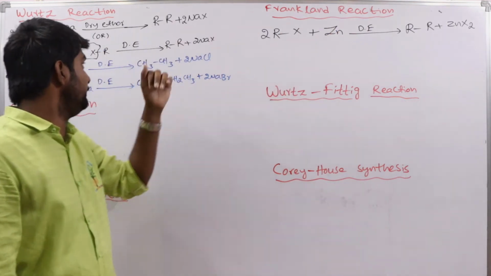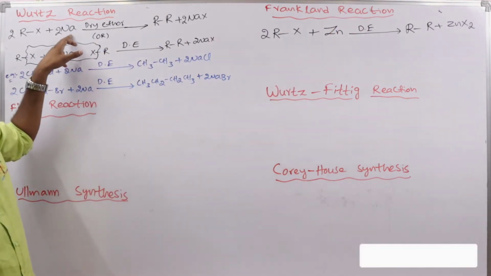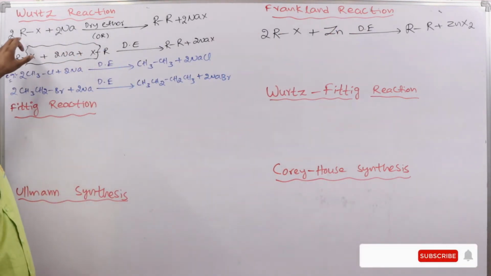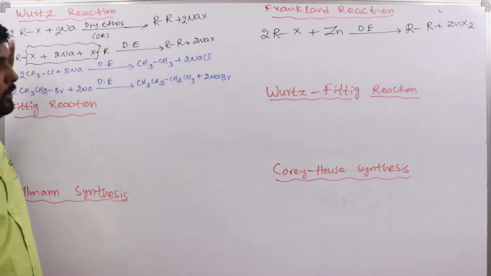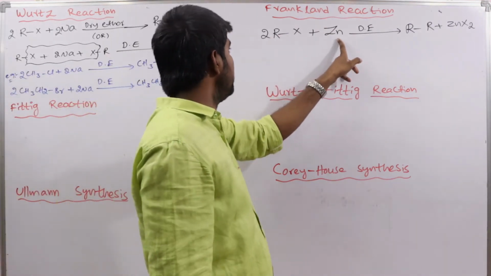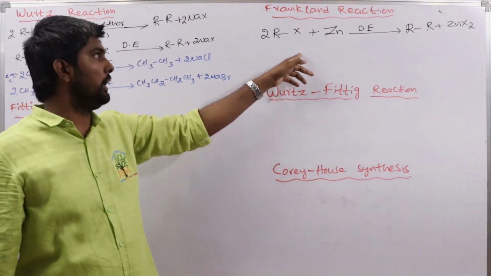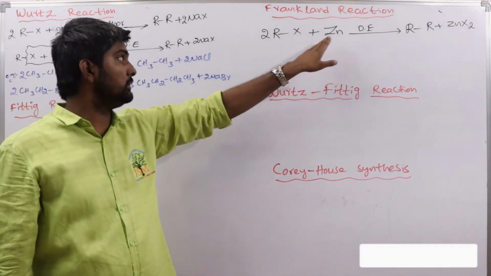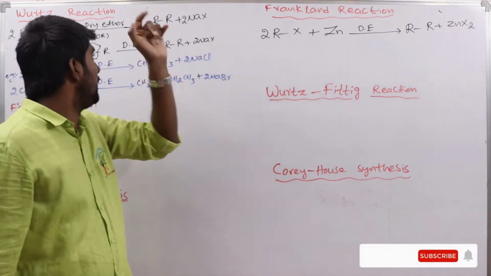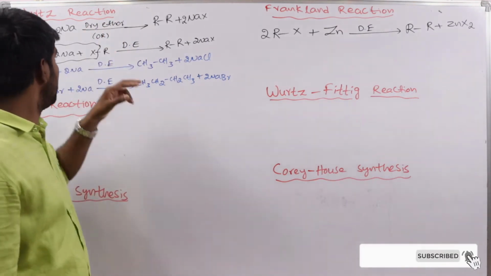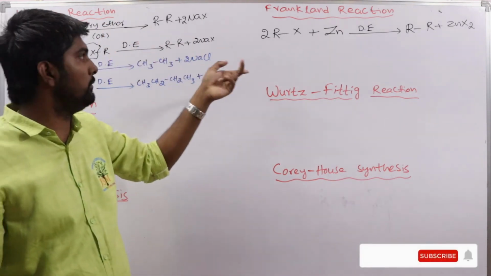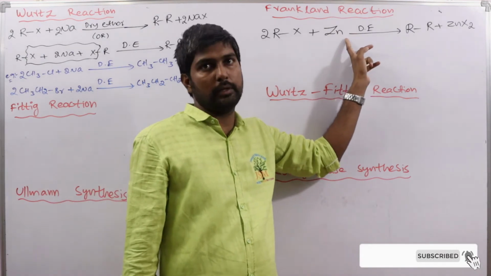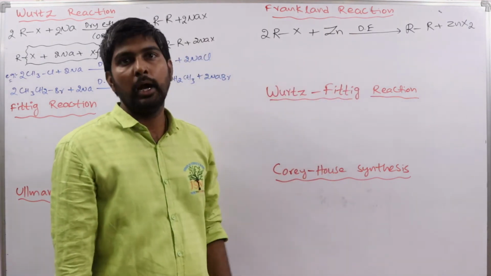Here we take 2 moles of sodium with 2 moles of halogen compound, and here 1 mole of zinc with 2 moles of alkyl halide, because zinc valency is 2 and sodium valency is 1. That's why we take 2 moles of sodium, but only 1 mole of zinc for 2 moles of alkyl halide.